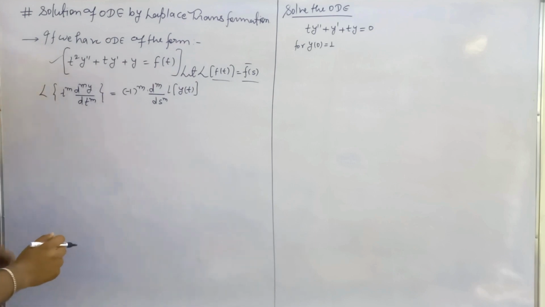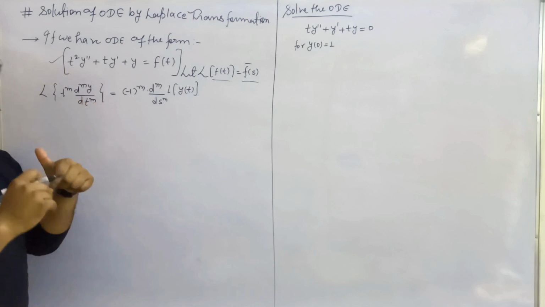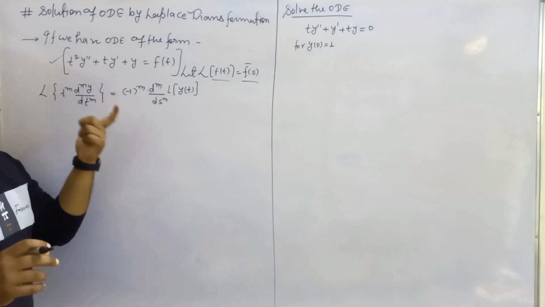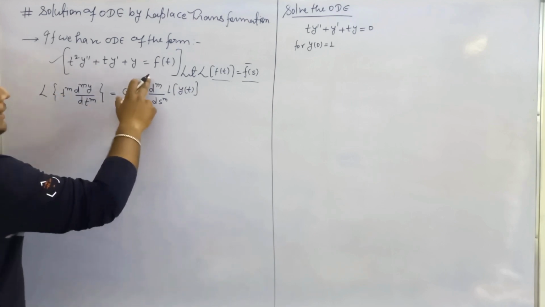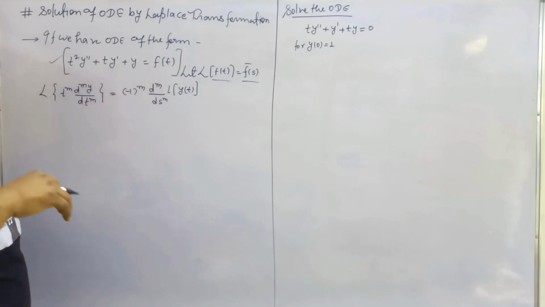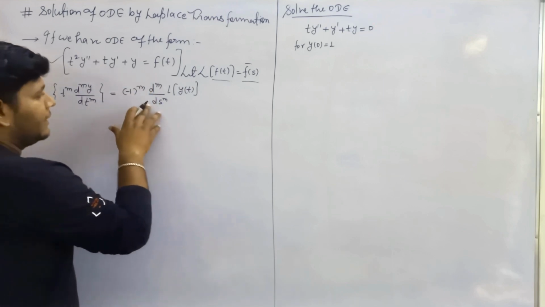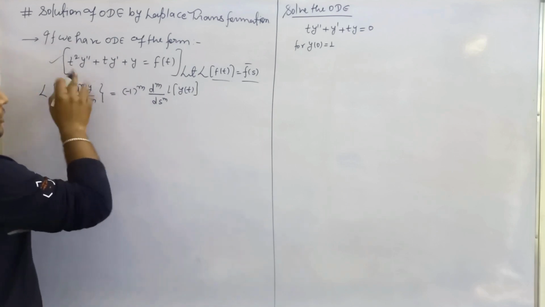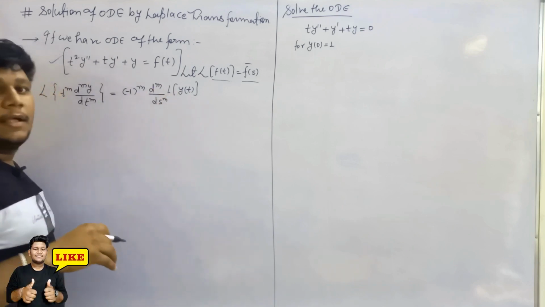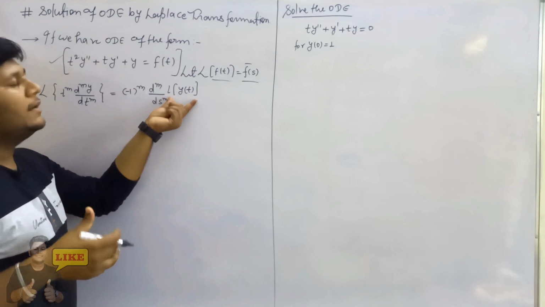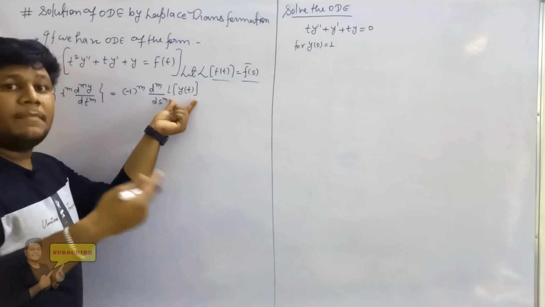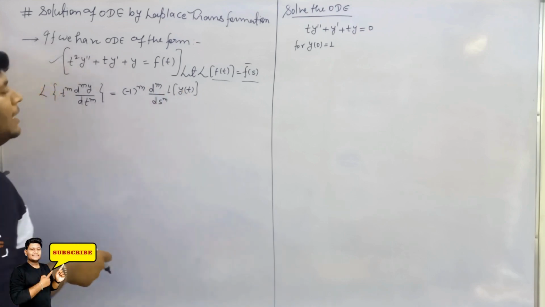Okay, so now what will we use? We will use this theorem of the Laplace transform. What is this theorem? Whenever there is t power m, or t power whatever the value, then the Laplace of that is nothing but (-1)^m d^m/ds^m. It means we identify the power of the t, and then differentiate with respect to s, m times, where m is the power of the t. We differentiate the Laplace transform of that y(t) m times.